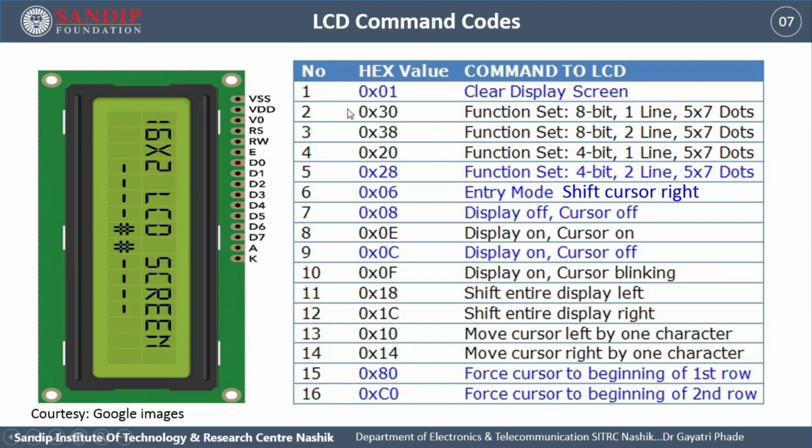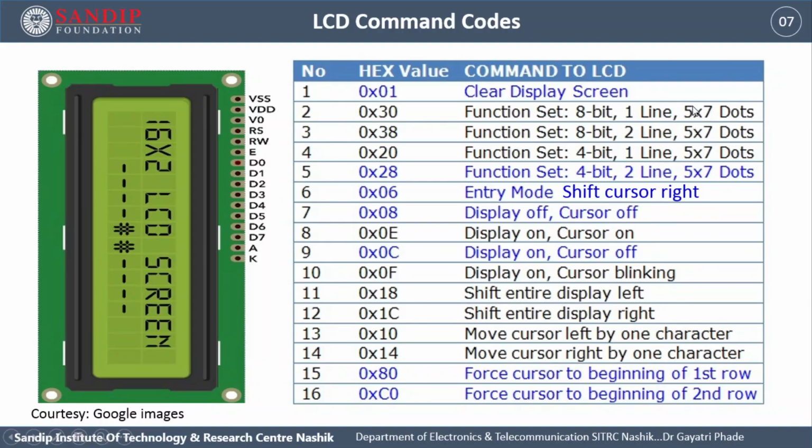Next, we have to understand the commands of the LCD so that we can configure the LCD. These are all the commands used to configure the LCD. Let us understand the meaning of these commands one by one. With 01, the LCD will clear the display screen. 30 is 8-bit 1-line LCD having 5 by 7 dots.